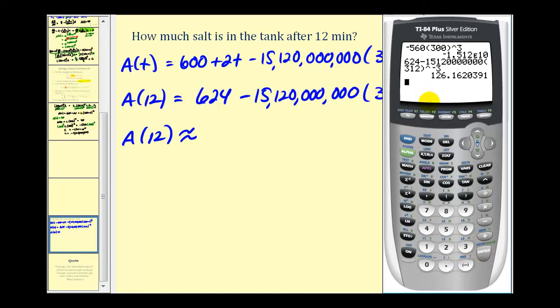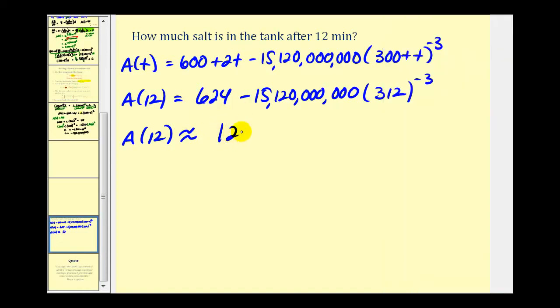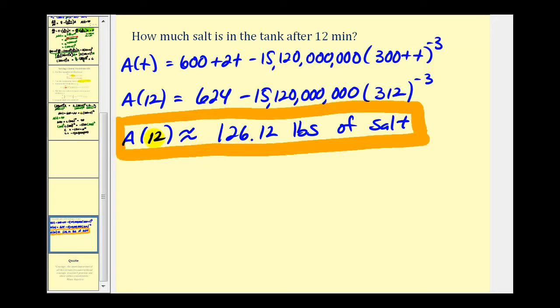So after 12 minutes, there's approximately 126.16 pounds of salt in the tank. Now it doesn't ask, but remember, because the inflow and outflow rates are different by 1 gallon per minute, after 12 minutes it would be 312 gallons in the tank.